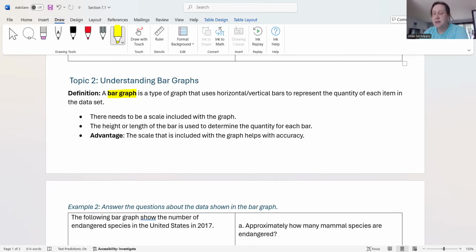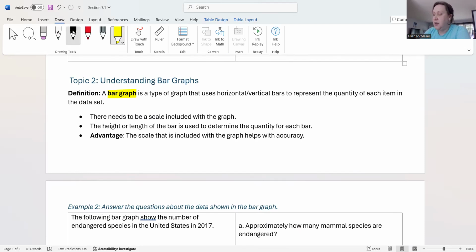So there needs to be a scale included on your graph. We're going to have a horizontal axis and a vertical axis. If you've ever had an algebra class, these are generally called the X and Y axis, but we're just going to say vertical and horizontal. You have to have some scale that tells you on the numerical axis how much each tick mark means.